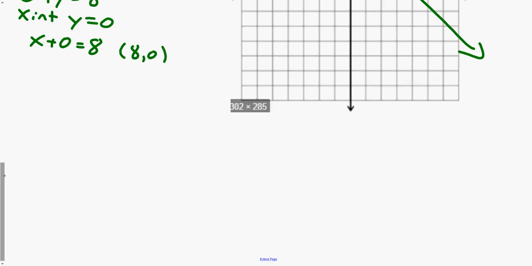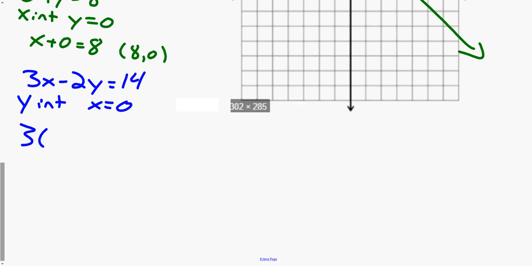I'll draw this one in blue. It was what, 3x minus 2y equals 14. For my first one, for my y-intercept, x equals 0. So if I plug that in, negative 2y equals 14.